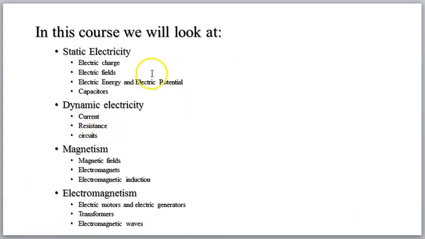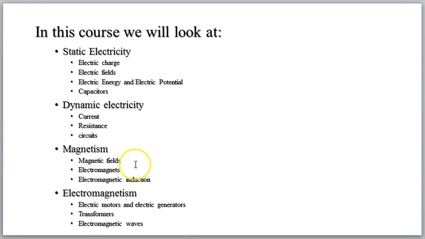So let's outline this course. We'll start by looking at static electricity. That includes electric charge, electric fields, electric energy, and electric potential. Then we'll look at capacitors, something that we use to store electric energy by storing static charge on conductive plates. Then we'll change to dynamic electricity, and we'll look at currents in a wire primarily, but this could also include any currents. We'll look at resistance of materials, and then we'll look at circuits with resistances and capacitances. And then we'll bring in magnetism.